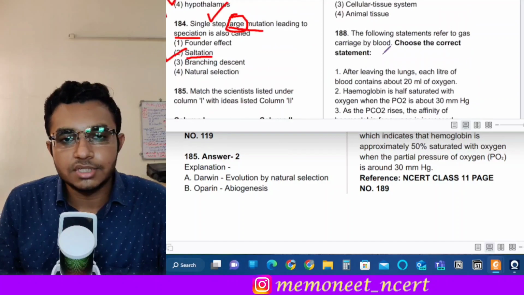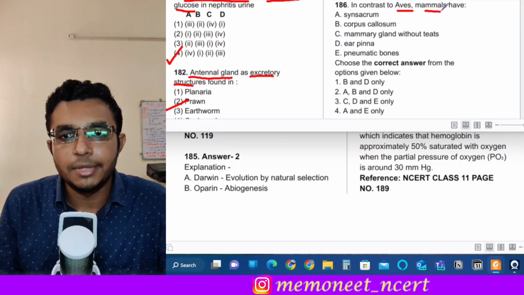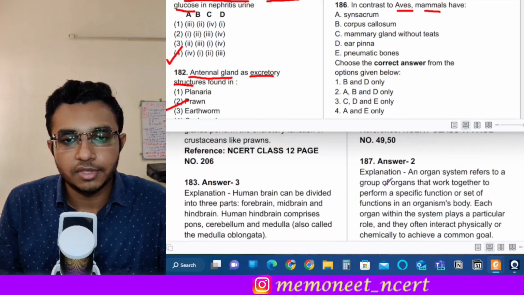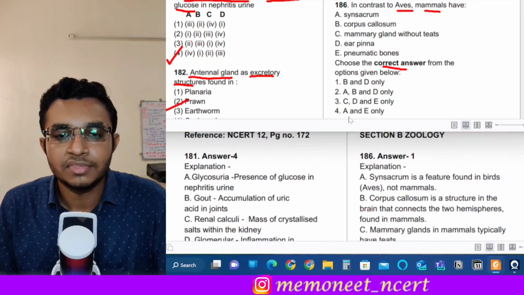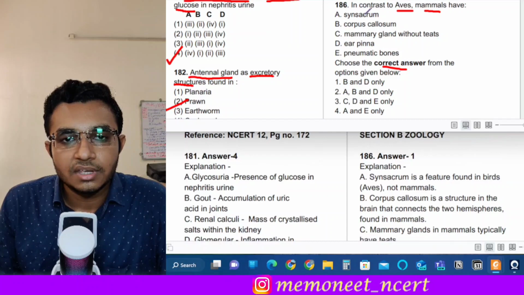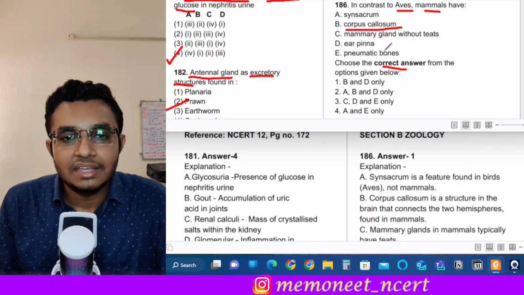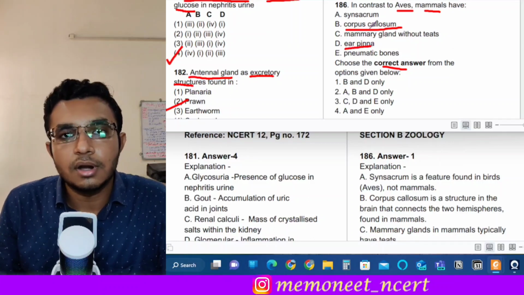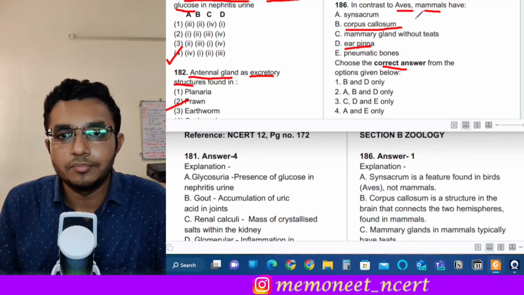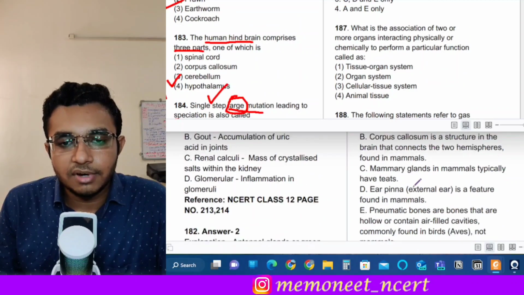Moving on to the next question, that is question number 186. In contrast to AOs, the mammals have what? Okay, so we have to identify the correct answer, that mammals contain which of the following. So the first is corpus callosum. See, mammals contain corpus callosum, okay. And next is the ear pinna. So ear pinna also is found in mammals, okay, and it is not found in AOs. So here the correct answer will be option 1, right. The next question is question number 187.